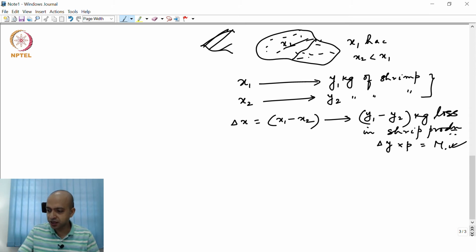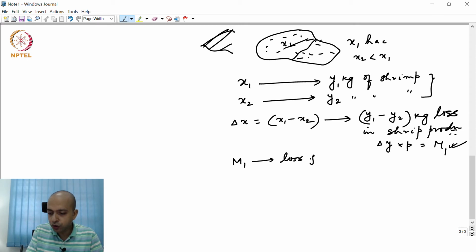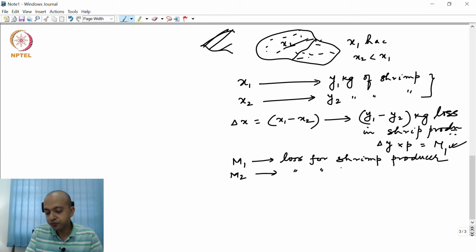Let us say that this is m1, for loss in profit for the shrimp producer. Similarly, let's say for delta x amount of change in wetland, m1 is the loss for shrimp producers. M2 is the loss for paddy producers.